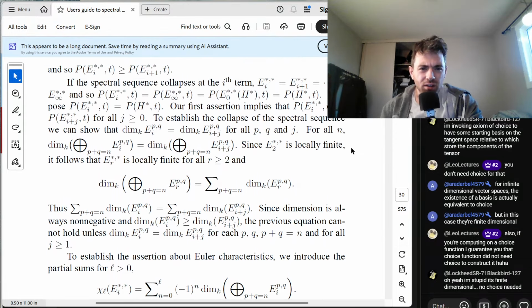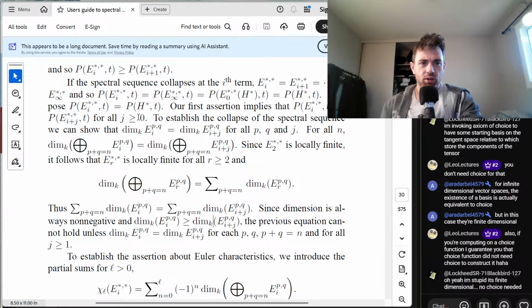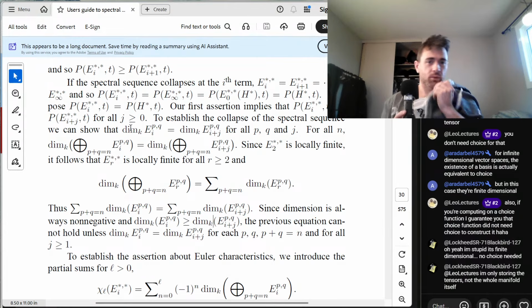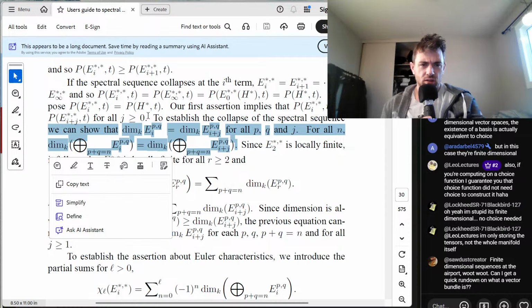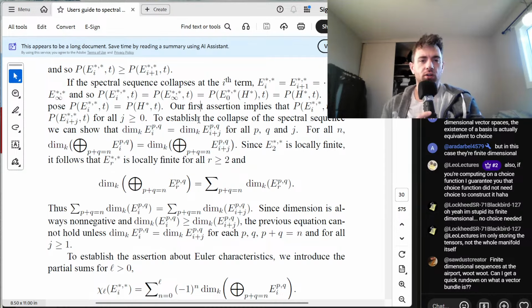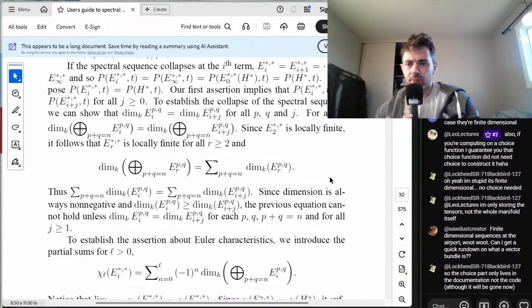Okay, hang on. To establish, what did we say? To establish, we can show that this. Okay. So we're going to try to show that for all n. Now, why is this true? Oh, because we're assuming. Because we said the polynomials are equal. Right. Okay, I see. We have this because we said the polynomials are equal. Right.